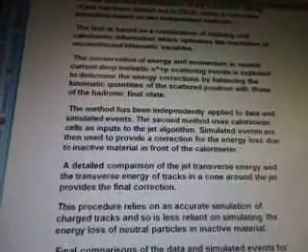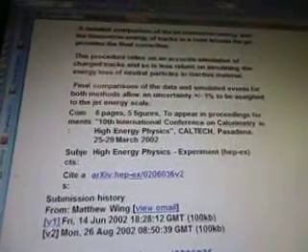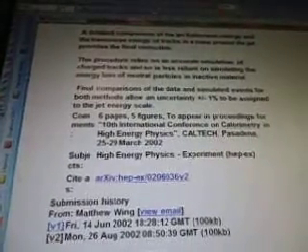The second method uses calorimeter cells as inputs to the jet algorithm. Simulated events are then used to provide a correction for the energy loss due to inactive material in front of the calorimeter. A detailed comparison of the jet transverse energy and the transverse energy of tracks in a cone around the jet provides the final correction. This procedure relies on an accurate simulation of charged tracks and so is less reliant on simulating the energy loss of neutral particles in inactive material. Final comparisons of the data and simulated events for both methods allow an uncertainty of plus or minus 1% to be assigned to the jet energy scale.